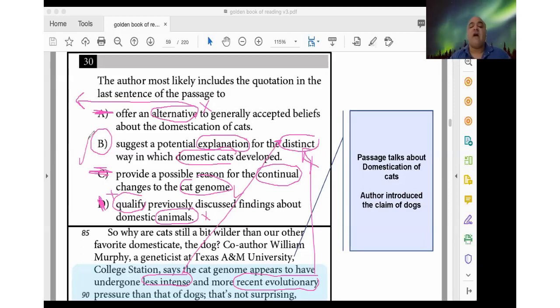So to sum it up, and this happens a lot, when the author is introducing a claim from outside their passage, he is for sure introducing it to support the claim made inside the passage. So your correct answer choice should be focusing on the claim which is inside the passage, as he brought the one from outside to support it, to clarify it, and to provide an explanation.